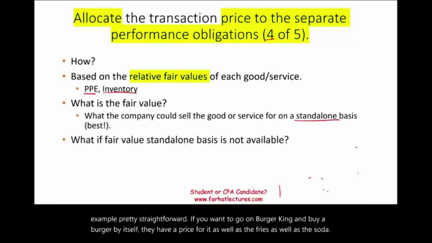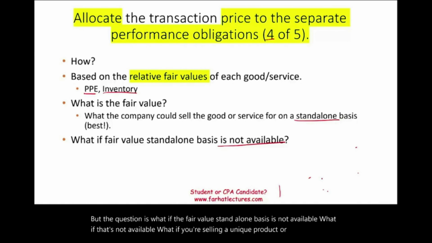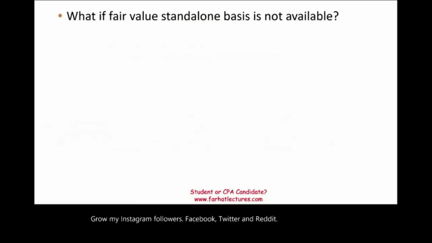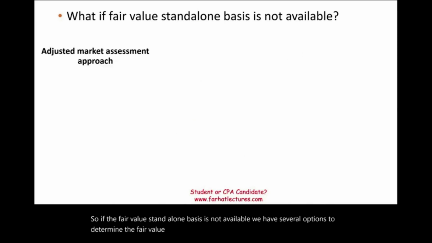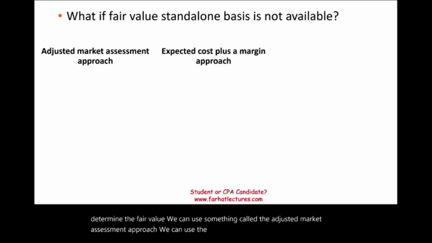But the question is, what if the fair value standalone basis is not available? What if you're selling a unique product, or a product that's very dissimilar to any other product, that doesn't have a fair value? What do we have to do under those circumstances? If the fair value standalone basis is not available, we have several options to determine the fair value. We can use something called the adjusted market assessment approach, the expected cost plus a margin approach, or the residual approach.